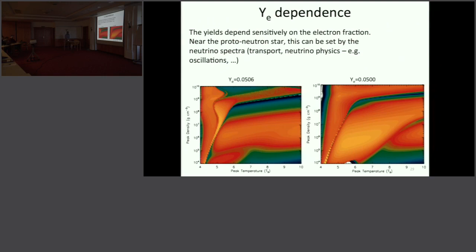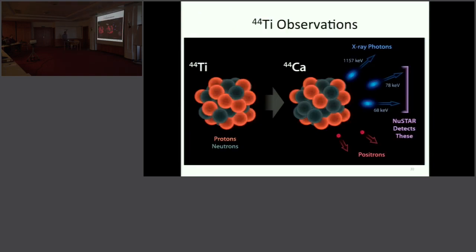So we go back and ask the observers what kind of results they get. They're going to look at the titanium-44 that is produced. It then decays to calcium-44, producing three gamma rays and some positrons.